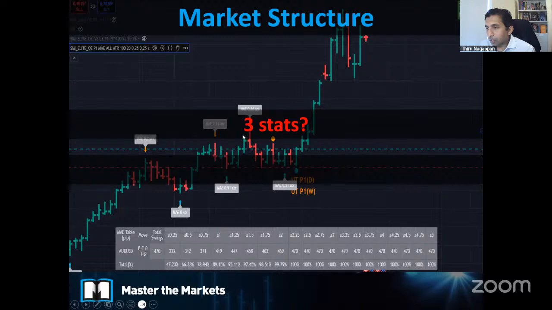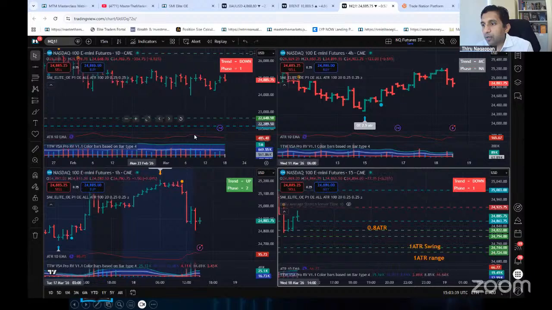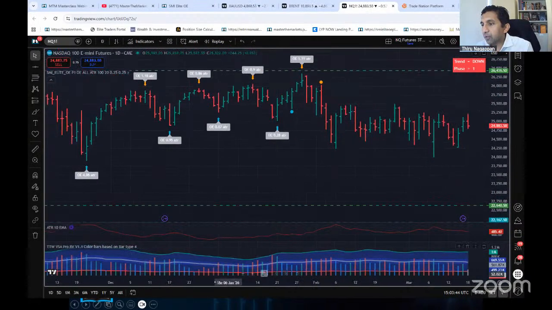Now, the three stats, I've explained this in our other videos as well. After you understand this market structure, price action first, then building on the bars, you get your swings, your bottom to top, top to bottom, then you get your cycles, then you compare, you get your trends and phases. After you've got the market structure, if I were to explain this to you very clearly, this is very easy now to explain.